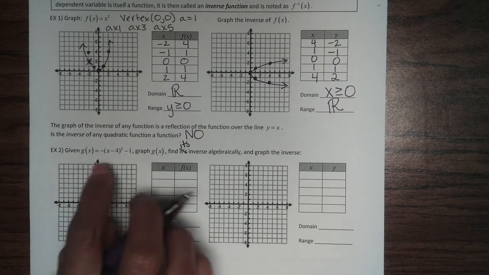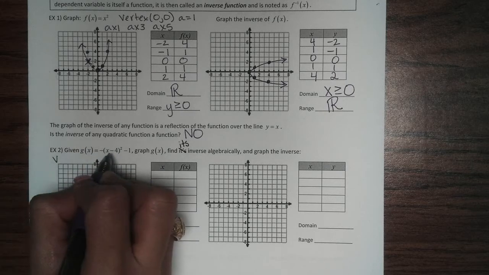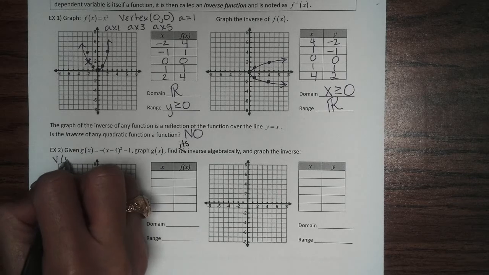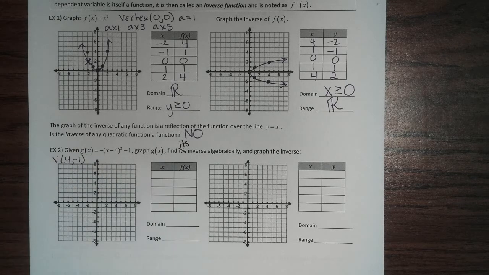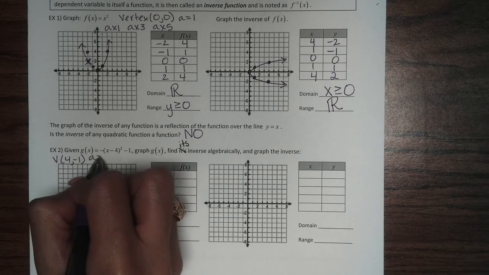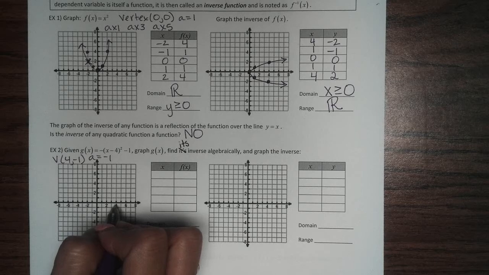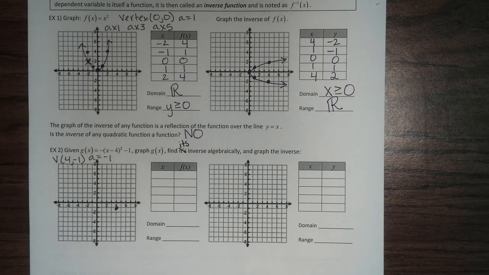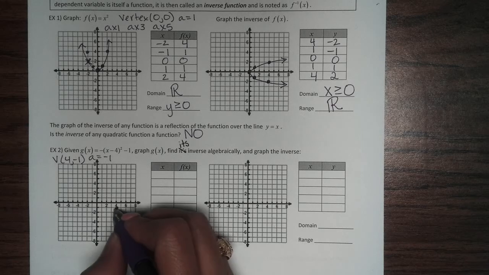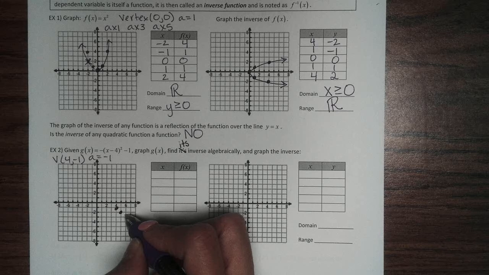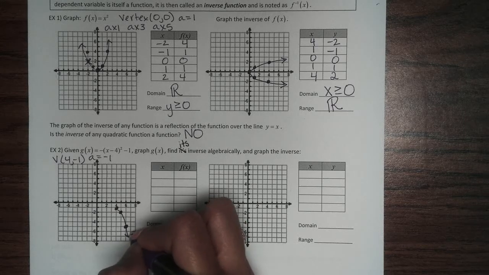Here we go. Here the vertex is 4, -1. And the a value is -1. So let's graph that. 4, -1. And since the a value is -1, I'm going to do to the right one, down 1. And to the right one, down 3. So look at this.